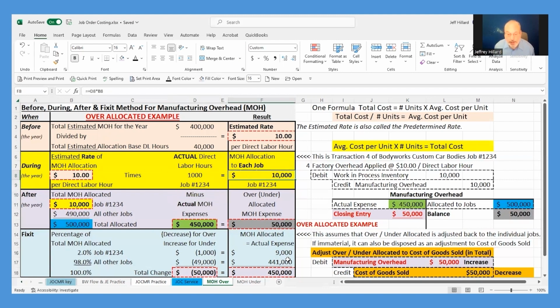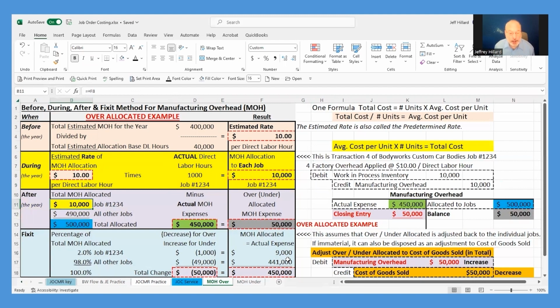And we're going to use that $10,000 and total up how much was put in. The way it looks when it goes in, by the way, is a debit to work in process inventory and a credit to the manufacturing overhead account. This is transaction number 4 in the previous example when we applied our factory or manufacturing overhead.